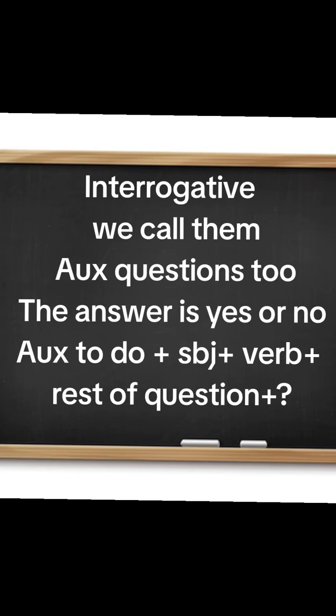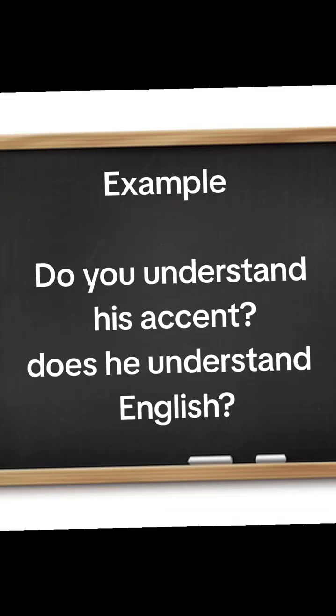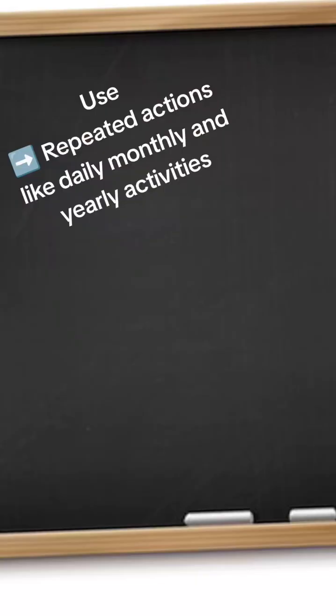You start with the auxiliary to do or does plus the subject plus the verb plus the rest of the question. You start with the auxiliary to do conjugated with the subject that comes after it. Do you, does she, plus the verb, plus the rest of the question sometimes. And don't forget the question mark. Examples: do you understand his accent? Does he understand English? You see, do you and does he.